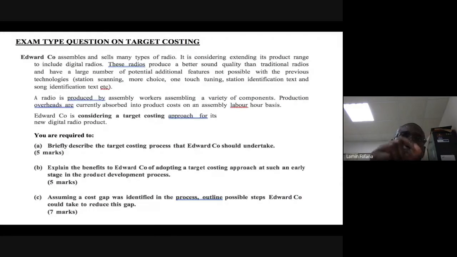2 good points to earn at least 1 mark. 2 good points with examples. So if you're going to get 7 marks, you must say at least 14 relevant points with examples in order to get that 7 marks. 7 marks is not easy to get.